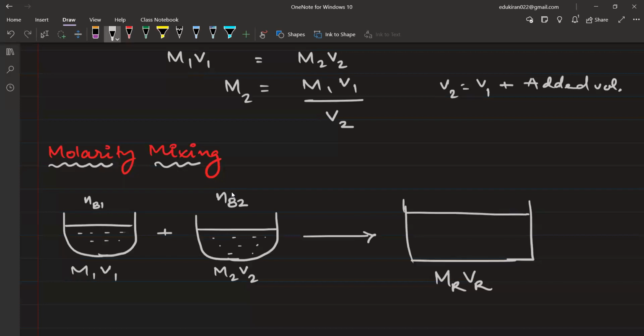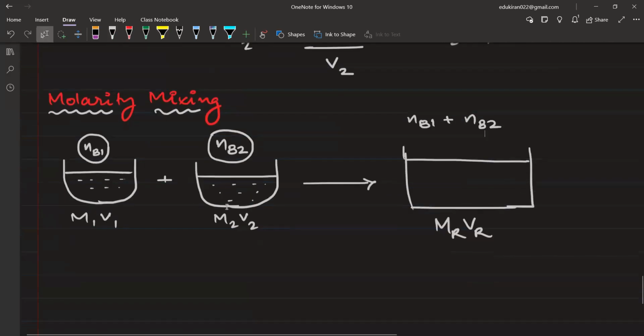if we are taking NaCl, salt, then both of the solutions have salt. The first solution has number of moles as NB1, the second solution has number of moles as NB2. When I am adding the solutions, the number of moles of the resultant solution will be equal to NB1 plus NB2, right? And this is equal to what? NB of resultant. So I can write NB of resultant is equal to NB1 plus NB2.